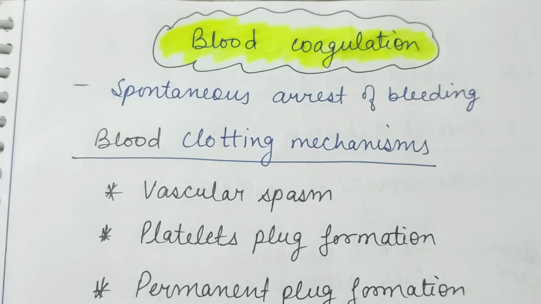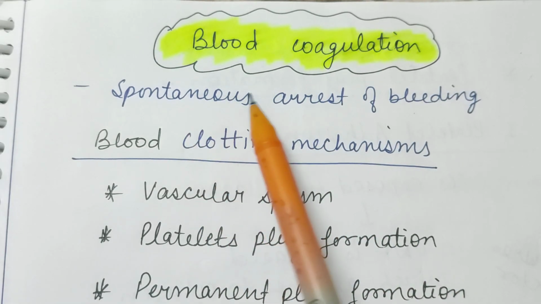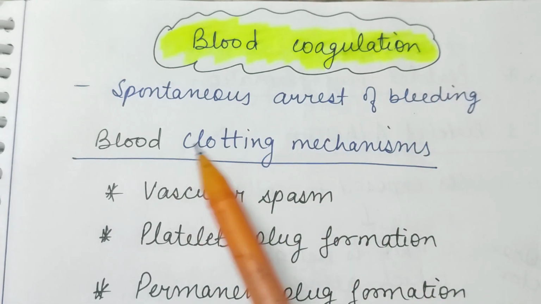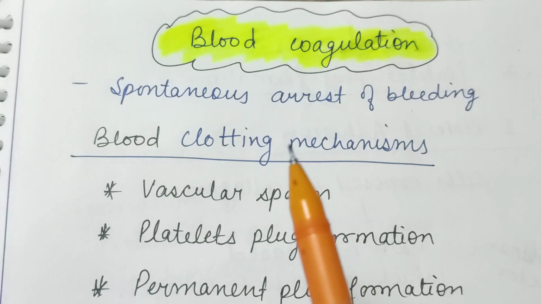In this video we'll talk about blood coagulation. This is a very important topic when we talk about exams or MCQ questions. Okay, so what is blood coagulation? It's the spontaneous arrest of bleeding. Okay, we have to see all the mechanisms involved in blood clotting or blood coagulation.